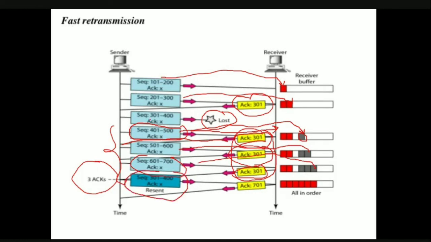It will retransmit this particular segment for which it is getting the duplicate acknowledgements. So whenever it gets three duplicate acknowledgements, it will again send this information. Now the information is placed appropriately here, and now it got all in order, and then it sends the acknowledgement for 701. Until it gets all in order, it keeps sending the same acknowledgement for 301 only. So this is how fast retransmission actually happens.